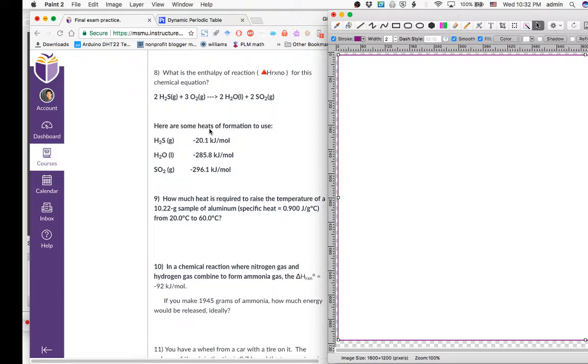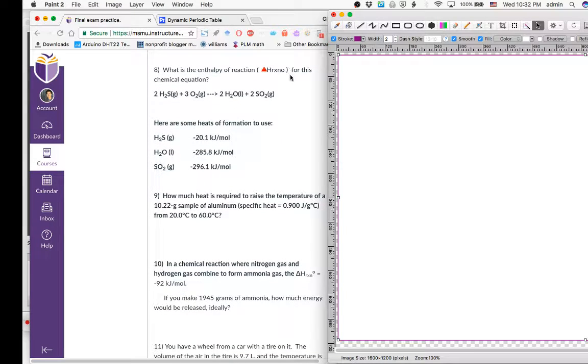All right, what is the enthalpy of reaction for this chemical equation? So here are some heats of formation. This is one of these heats of formation problems where you will do the products minus the reactants. So, say delta H of the reaction with a little O here. That's what is meant by this nonsense. Equals the sum of the products minus the sum of the reactants.